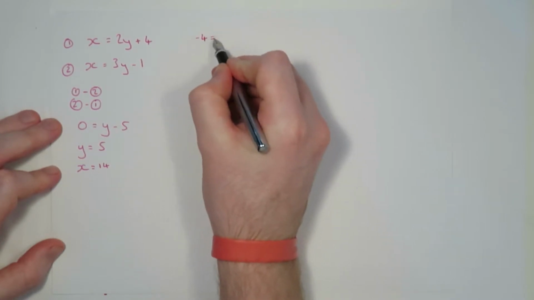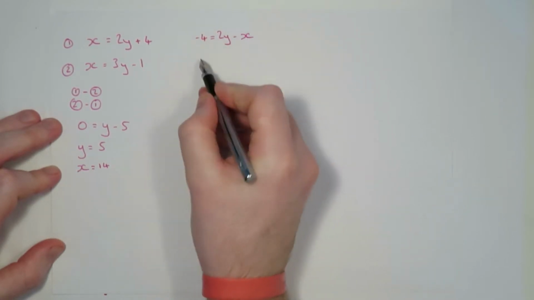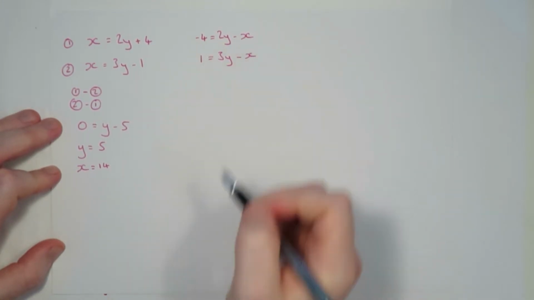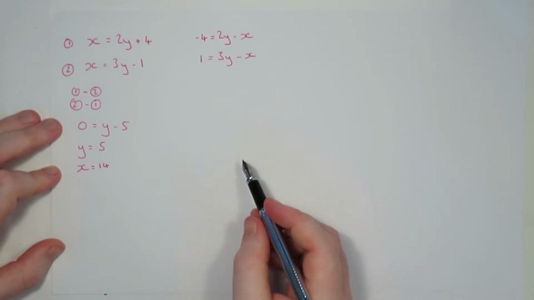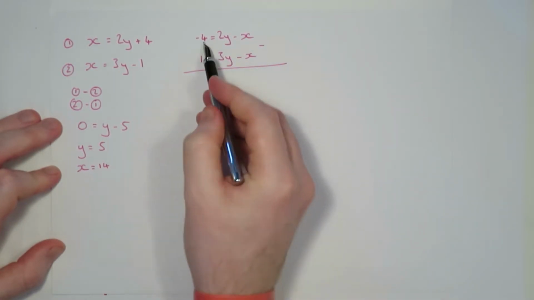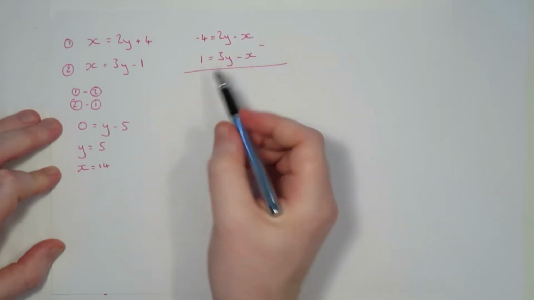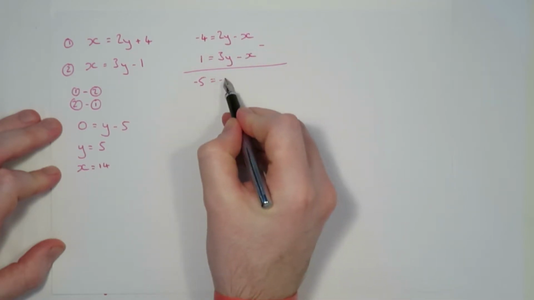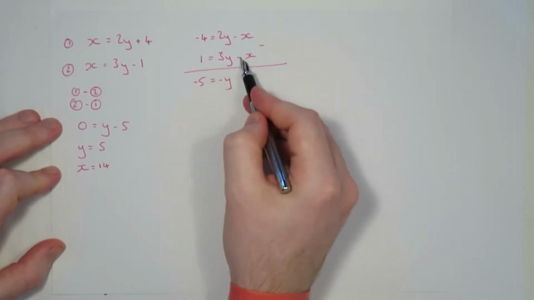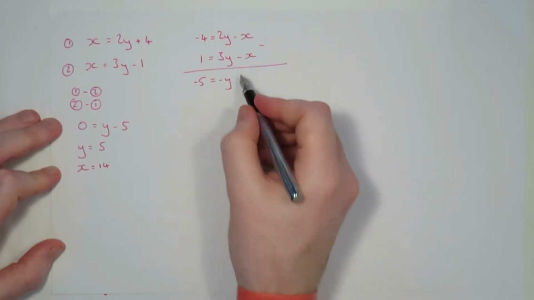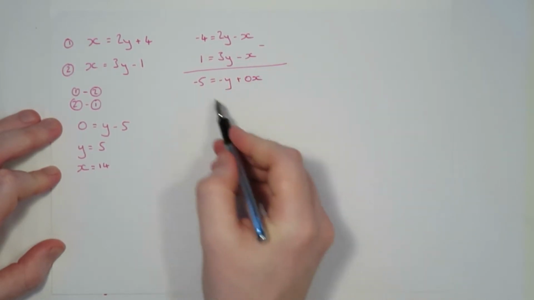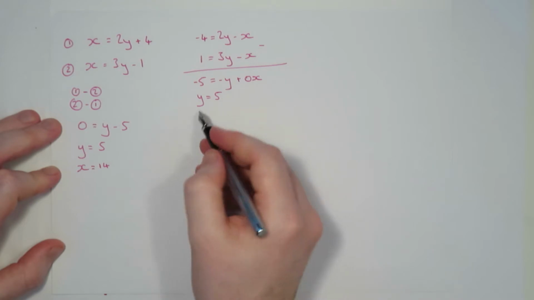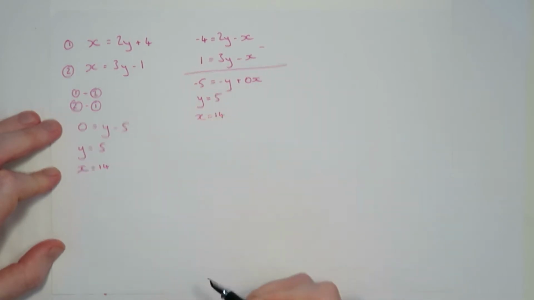Maybe it was minus 4 is equal to 2y minus x. 1 equals 3y minus x. Maybe they gave it to you like that. Okay, same thing, you can just subtract these equations. Minus 4 subtract 1 is minus 5. 2y subtract 3y is minus y. Minus x minus minus x is minus x plus x, which is 0. So y is equal to 5. Just the same answer that we got earlier on. And then you can substitute that in, and once again you'll work out that x is equal to 14.